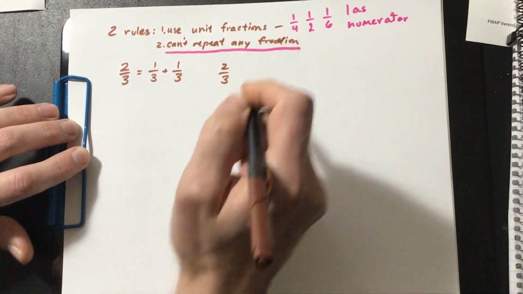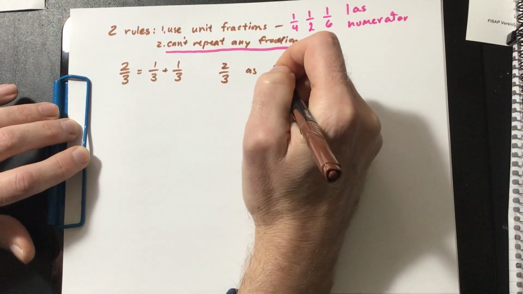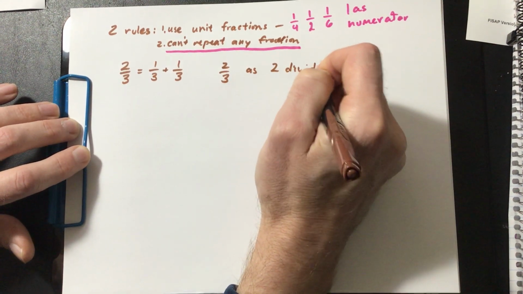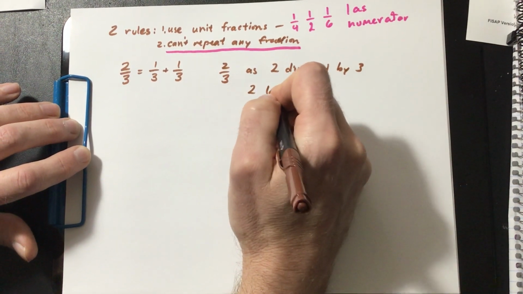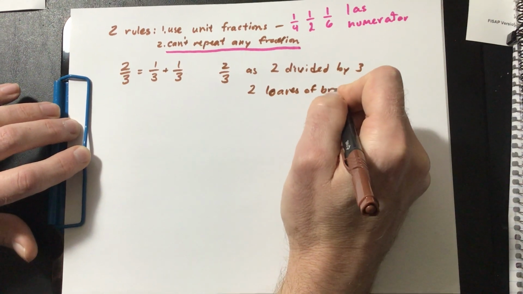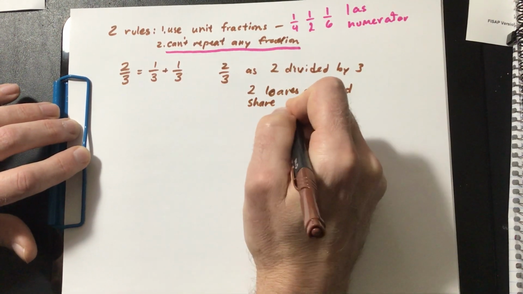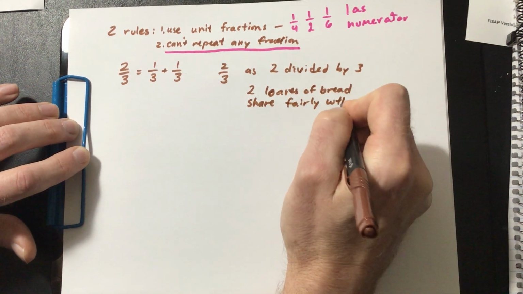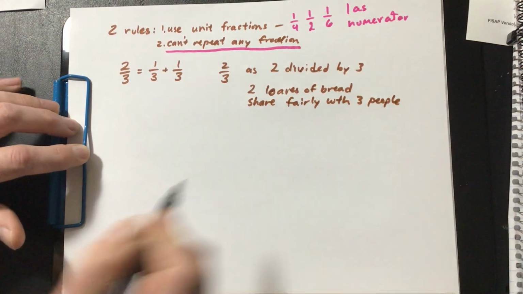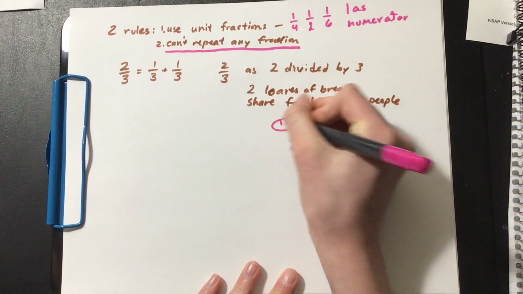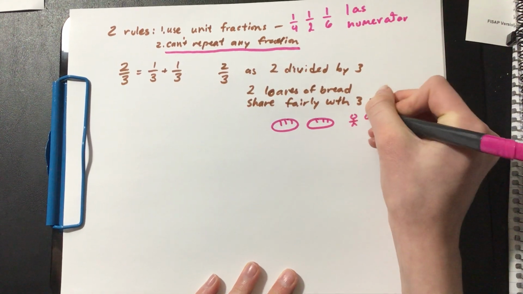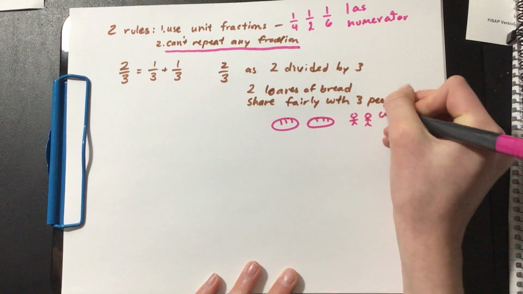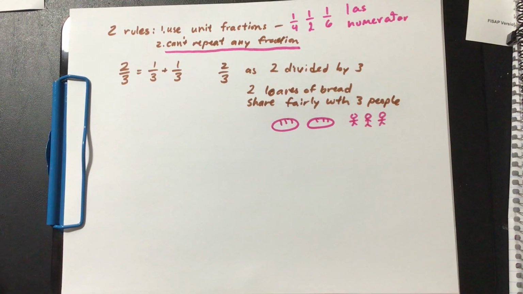So we're going to think about 2/3 as 2 divided by 3. Or a way that the Egyptians did it is they would say we have 2 loaves of bread, and we're going to try to share fairly with 3 people. So Lucy, can you draw a picture of that? Okay, so how would you draw a picture of dividing up the bread?